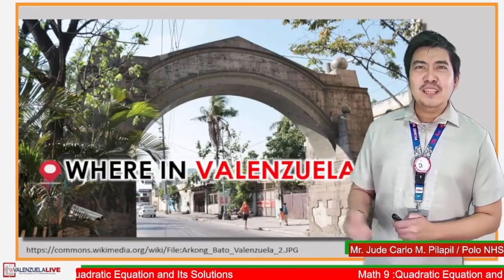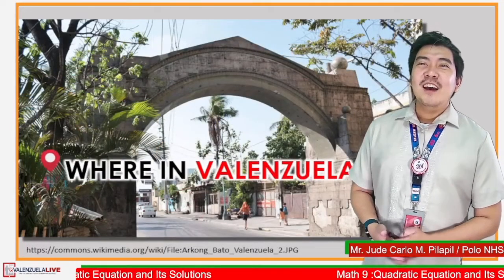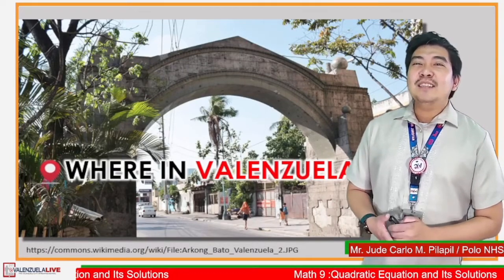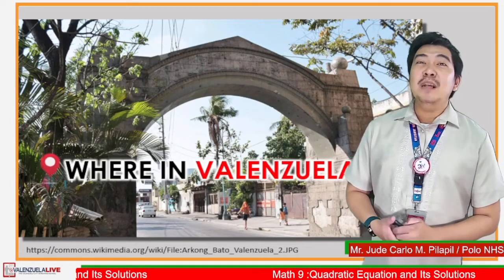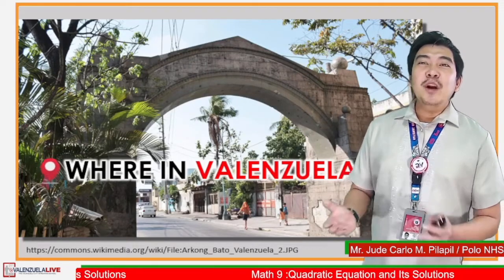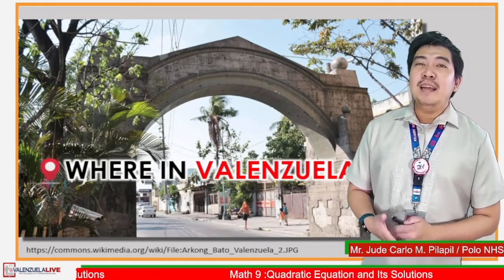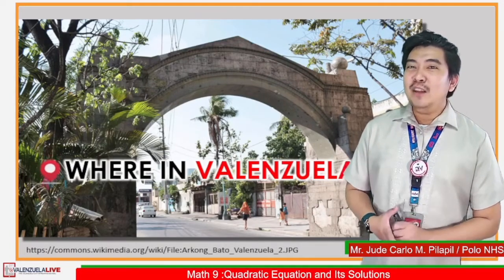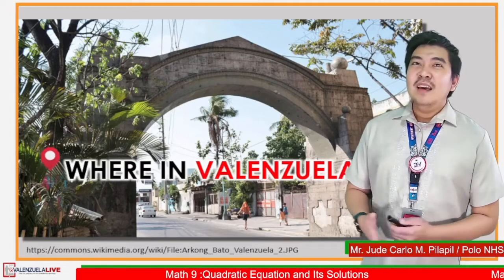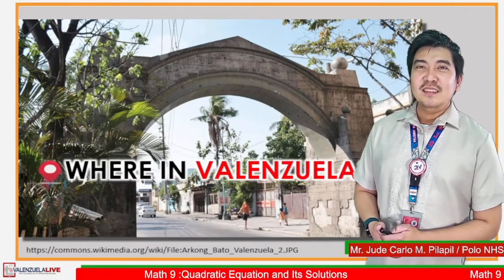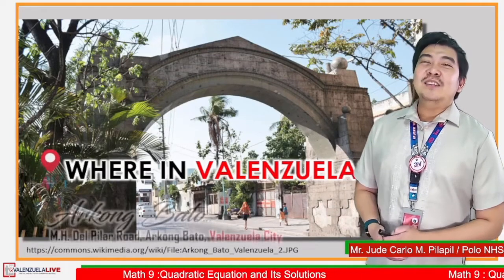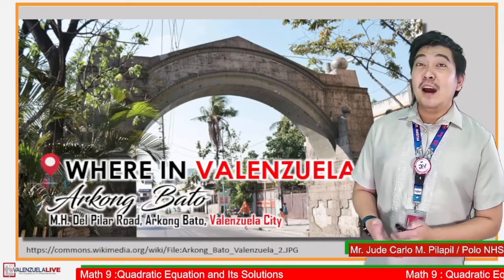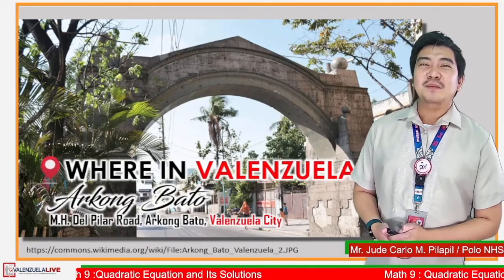Is this place familiar to you? It was built by the Americans in 1910 and served as the boundary between Rizal and Bulacan Province. Before the existence of the MacArthur Highway and NLEX, Valenzuela was already considered the Gateway of the North. Where is this place? Very good. This is the Arcong Bato or Stone Arc found along MH Del Pilar, Arcong Bato, Valenzuela City.